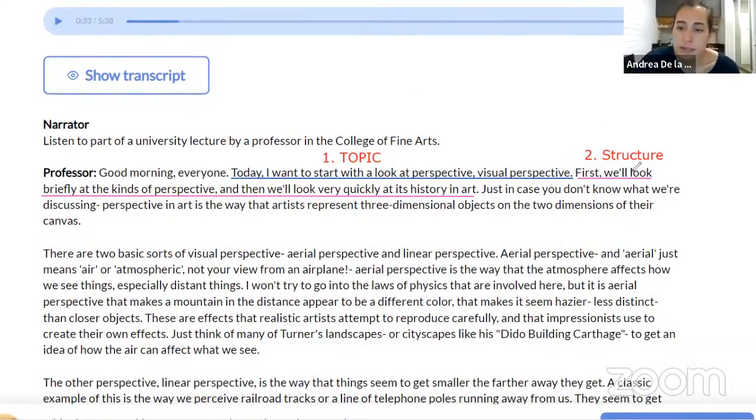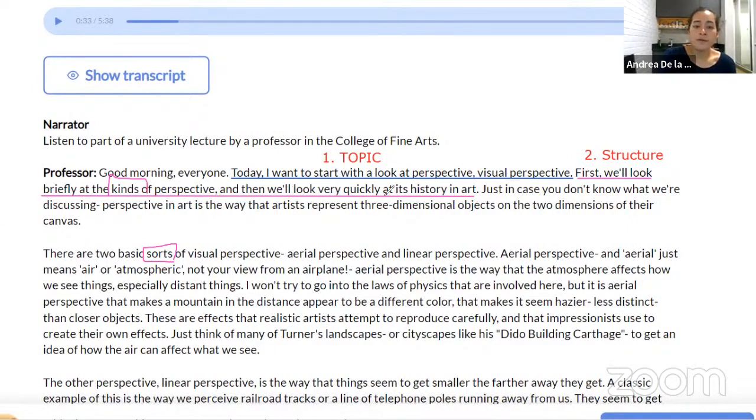For example, here he says, we'll look briefly at the kinds of perspective, right? And we also got to hear a little bit of the second part, and he was saying there are 2 basic sorts. So those words are telling you that this lecture is probably going to have the structure of classification. So the professor is going to classify certain things. So types of something, kinds of something, sorts of something is the same. So you're going to have different categories, you're going to have different subtitles that are how something is classified, right? So classification.